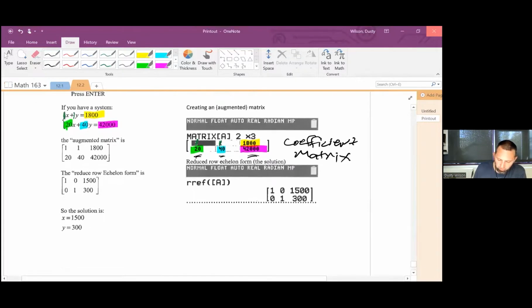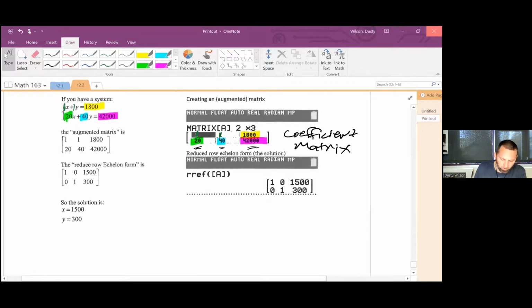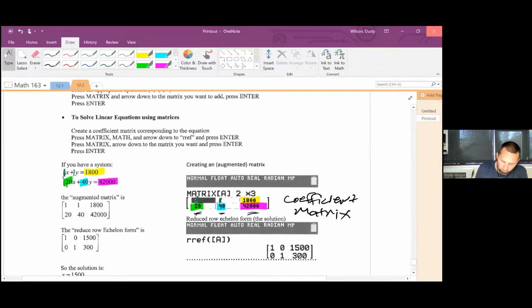So the good news is once we have this entered into our calculator, we can go back to our home screen and use this command rref, where the instructions are on the second line. So we'd press matrix and then math, and then we arrow down until we find rref, press enter, and we go matrix and arrow down, find the one we want, probably like matrix A. In this case, it's matrix A. And then we press enter.